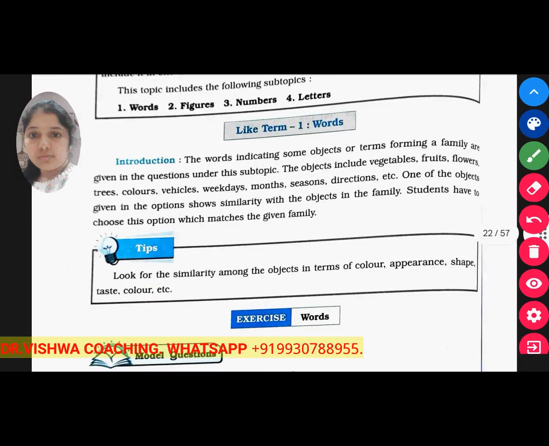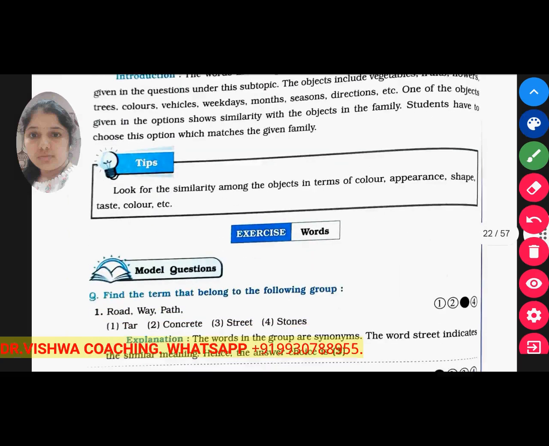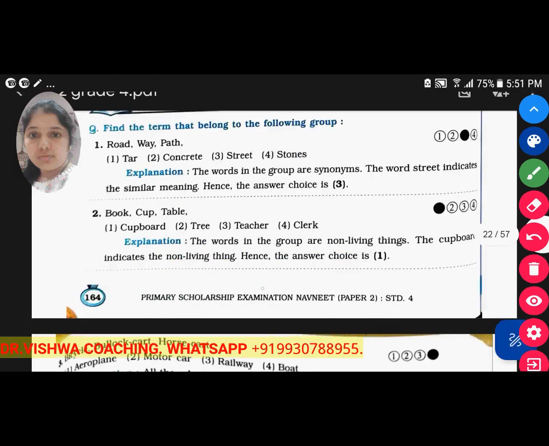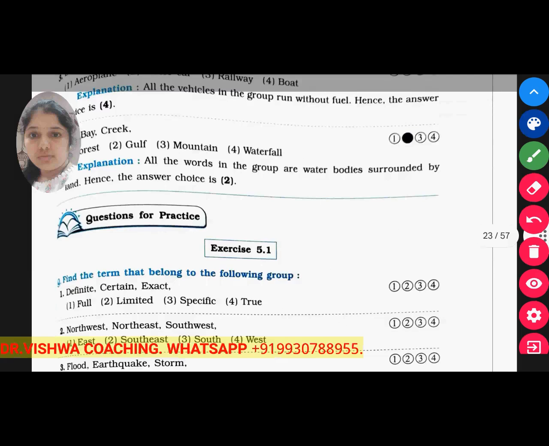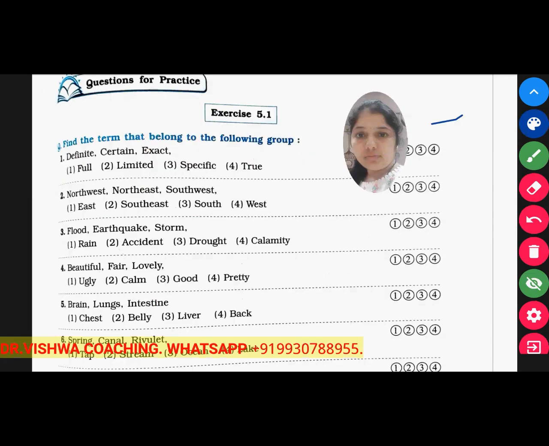So, the first practice exercise is based on words. The objects include vegetables, fruits, flowers, trees, colors, vehicles, then days, month, season, direction. You have to find out which common property is there between them, and find the similarity between them. Some of the questions from the practice exercise I will take for you, and then you solve the rest, because as much as you solve, you will be the master of it. Okay, now see.